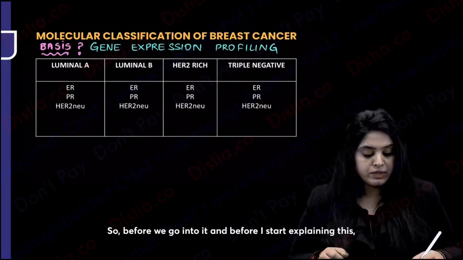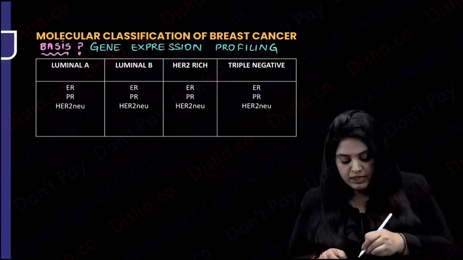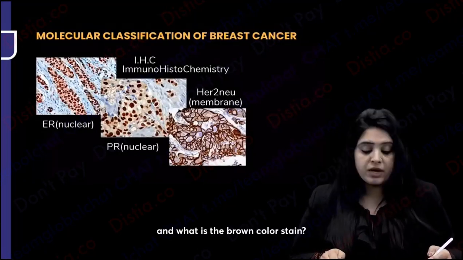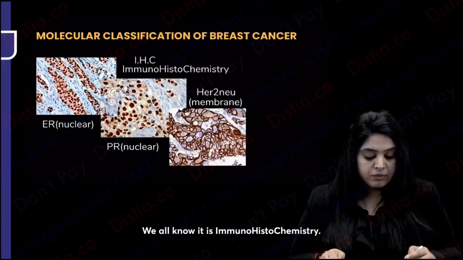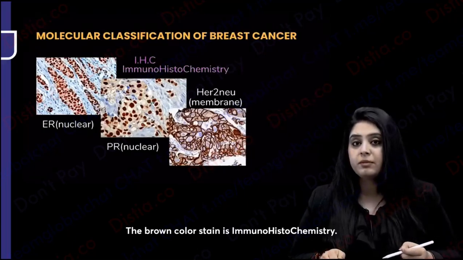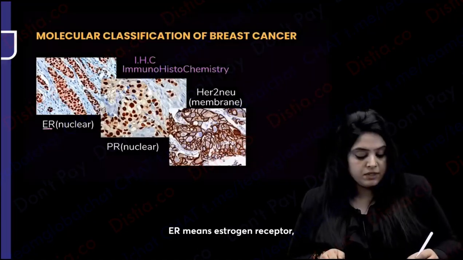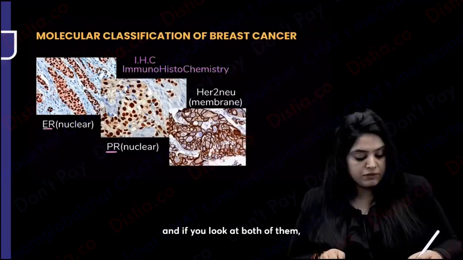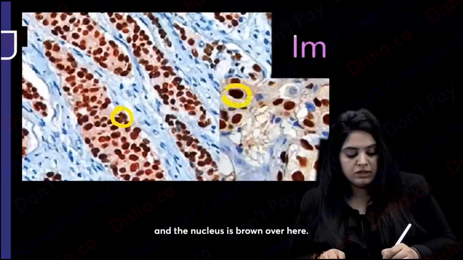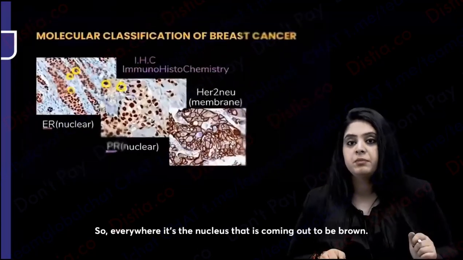Before I start explaining this, how am I measuring ER, PR, HER2/neu? They are measured by that brown color stain in pathology. And what is the brown color stain? We all know it is immunohistochemistry, right? So firstly, have a look at this. ER means estrogen receptor, PR means progesterone receptor, and in both of them the nucleus is coming out brown. So everywhere it's the nucleus that is coming out brown.